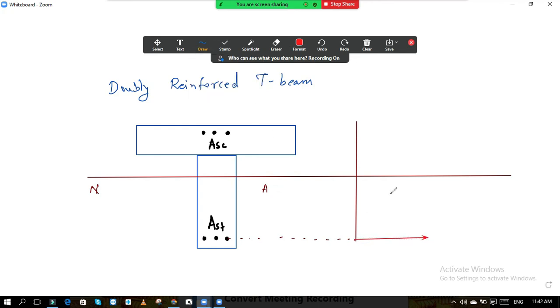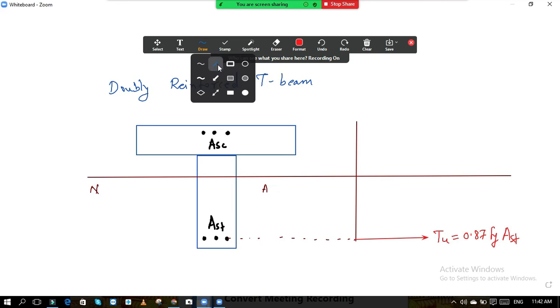Here is our tensile force TU. You already know that TU is 0.87 Fy Ast. All the other forces will be there. Only the additional force is there due to this compression steel. So if I complete the diagram, the diagram will be like this.